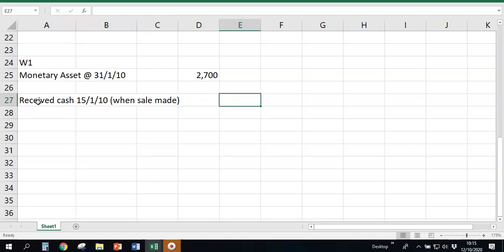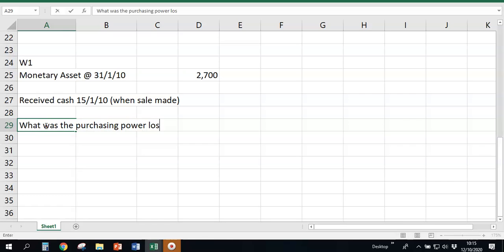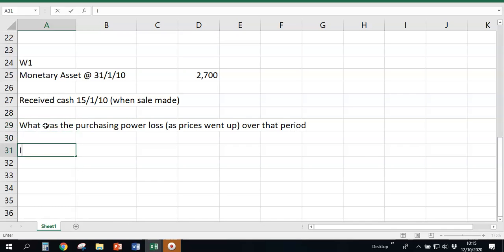So what we have to do is figure out, did it lose or gain purchasing power over that period? What was the purchasing power loss as prices went up over that period? That's what we're asking ourselves. So remember, the index on the 15th of the 1st was 112, and the index on the 31st of the 1st was 130.